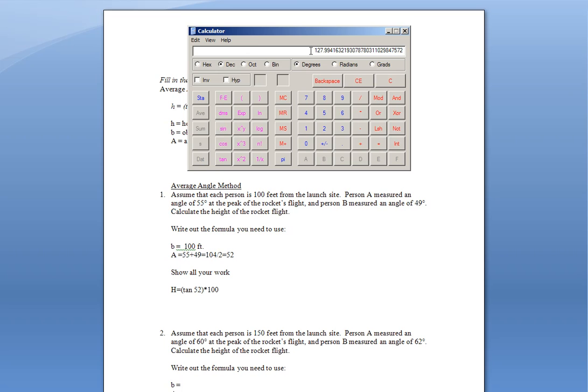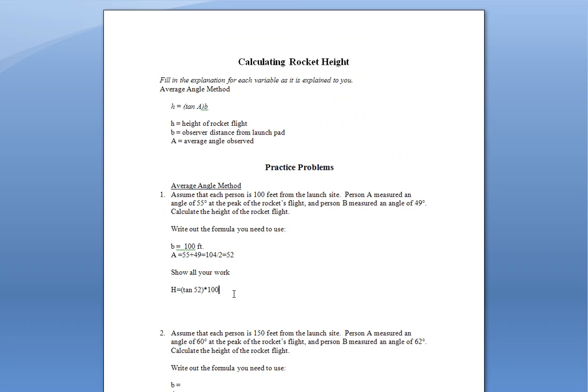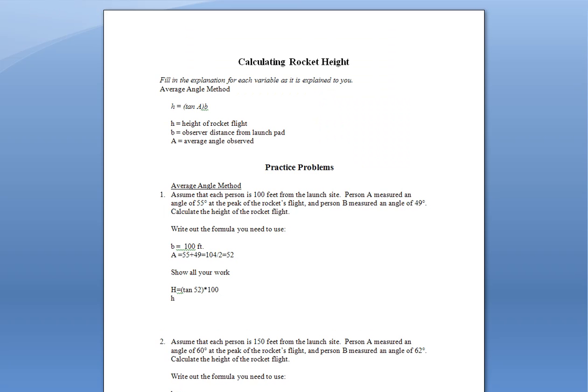Just round it off. It's about 128. So yeah, just round that off, and that's all you need to do. For your answer, you can just put height equals 128, and our units are feet. That's what we're trying to find.